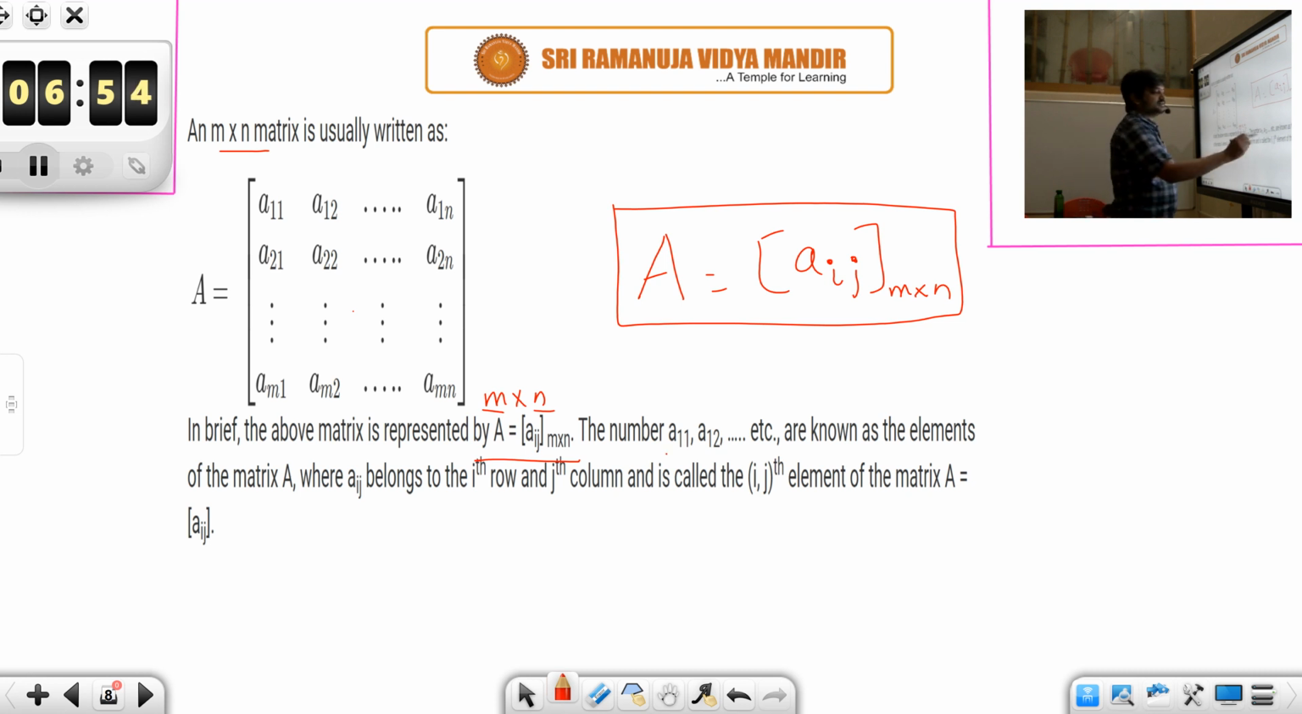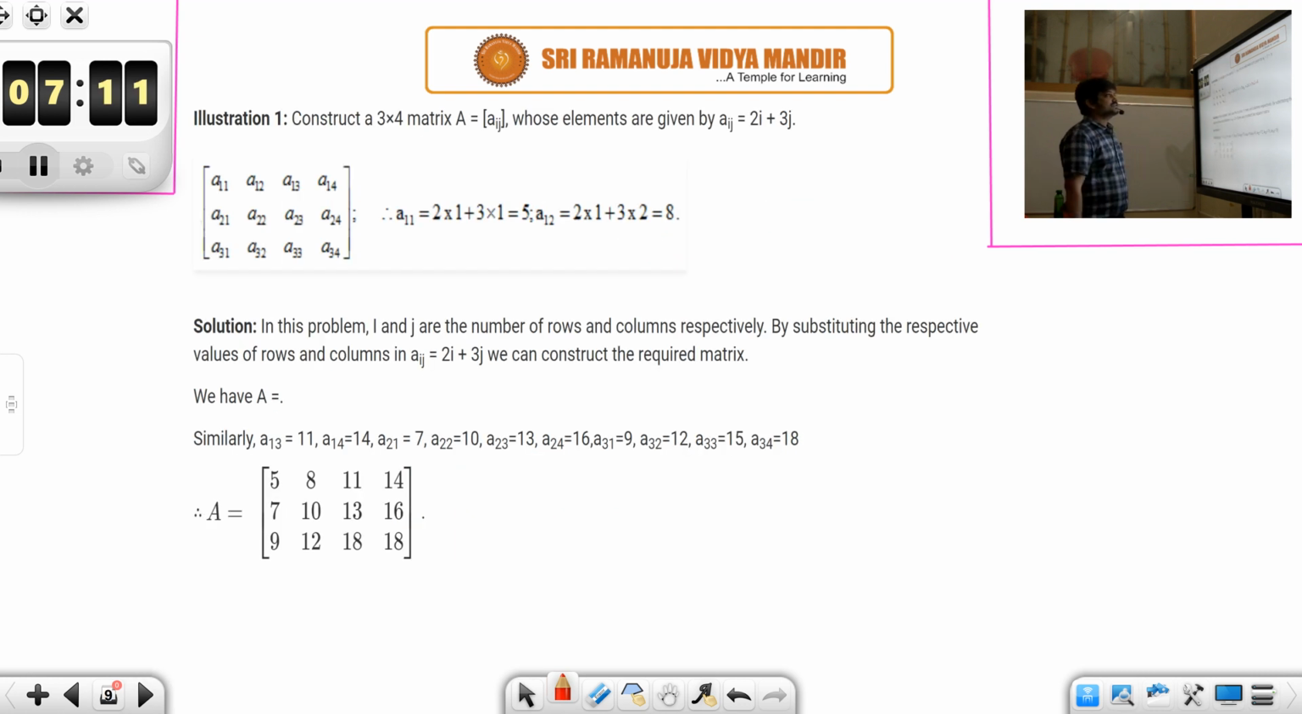Okay. So the numbers A11, A12, etc. are known as the elements of the matrix. Aij in general belongs to the ith row and jth column and is called the ijth element of the matrix A. Okay, students. So let's look at a simple example of how to construct a matrix if we know the row number and the corresponding column number. So for example, construct a 3 by 4 matrix whose elements are given by Aij is equal to 2i plus 3j. So this is a very simple example.